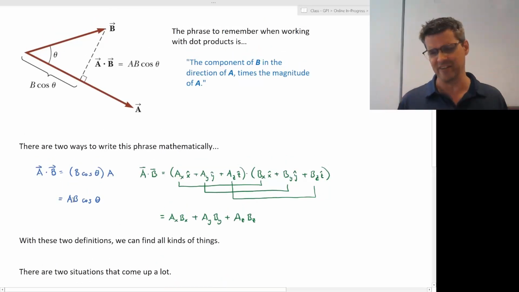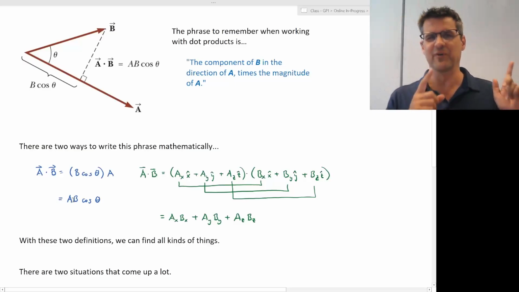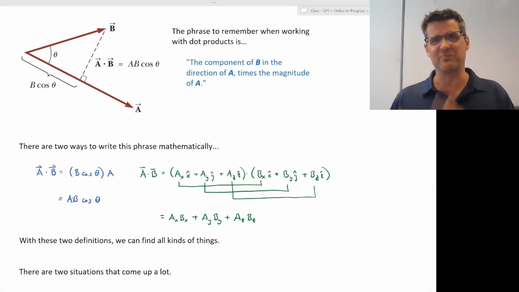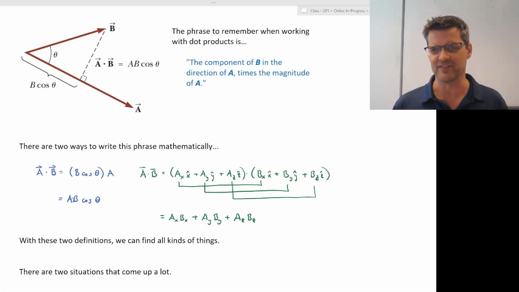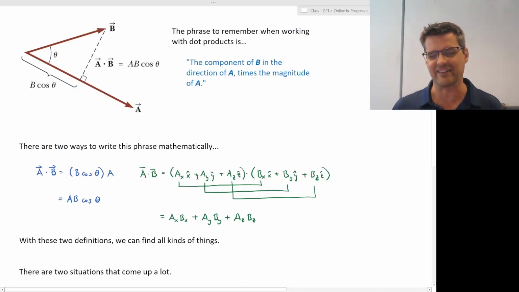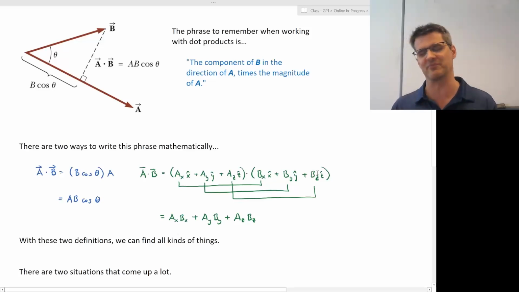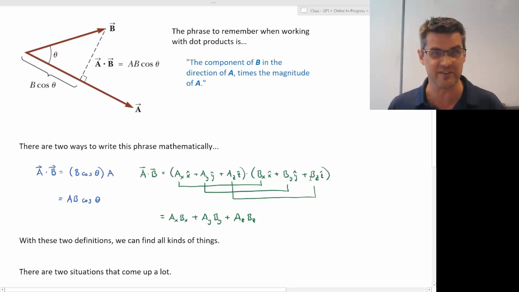But it turns out that if we write both A and B in terms of their components, this can be convenient as well. So maybe I want to write A as AX in the X direction, AY in the Y direction, AZ in the Z direction. I want to write B as BX in the X direction, BY in the Y direction, BZ in the Z direction. These are the components in these directions.